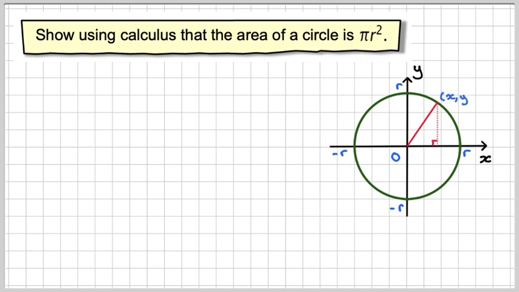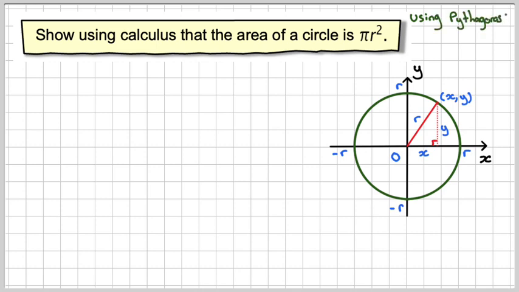And then if we take a point on the circle, which is x, y, and then draw this sort of right-angled triangle, then this distance here is going to be x, this distance here is going to be y, and this is the radius of the circle. And then using Pythagoras' theorem, we can say that x squared plus y squared is equal to r squared.